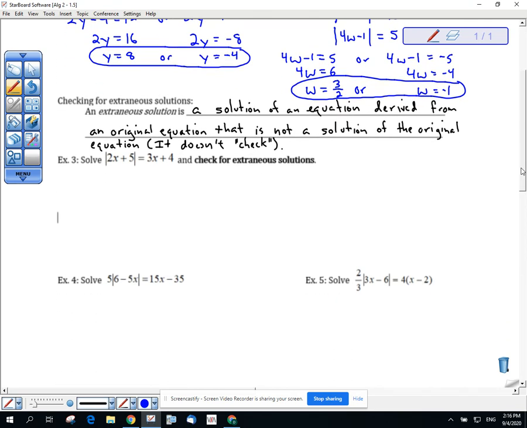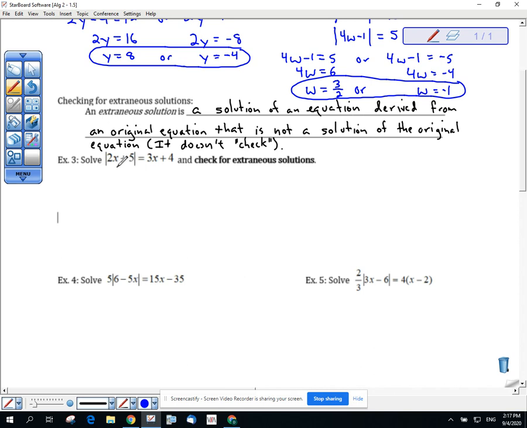Now, an extraneous solution, and I wrote this in before I started the video, is a solution of an equation derived from an original equation that is not a solution of the original equation. Now, that's a lot of words to say this. You did everything right. You got a solution or some solutions, and when you checked them, they didn't check. So that's why I put here in parentheses, it doesn't check. That's an extraneous solution. You didn't make a mistake, but through the process of solving, a solution gets created that actually isn't one. It's extraneous. Okay, so let's see how that works.